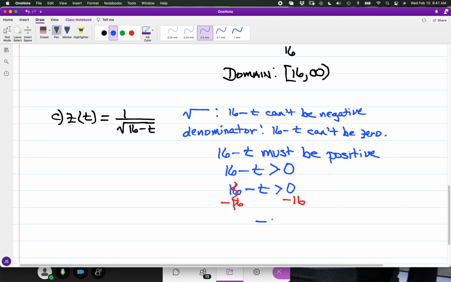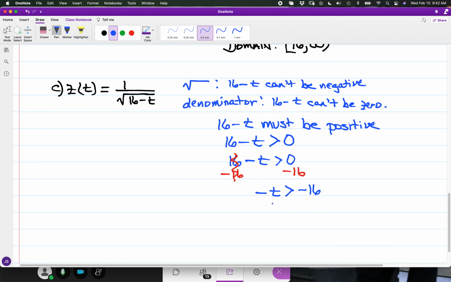And we're going to have negative t is greater than negative 16. And partial history repeating. So if I change the signs at both ends so as to convert from negative to positive t, multiplying or dividing by a negative forces the inequality direction to change. And we have on the left, t is less than positive 16.